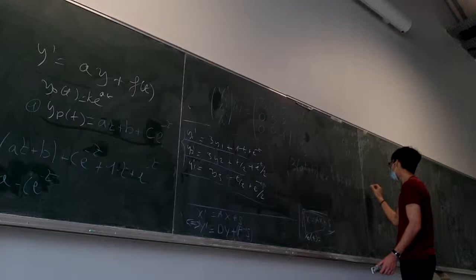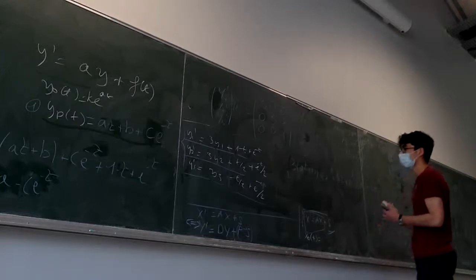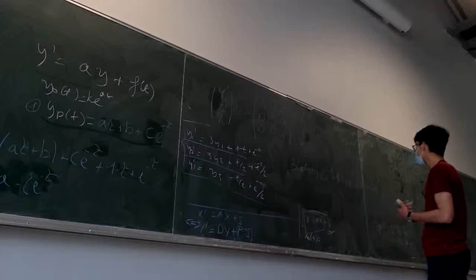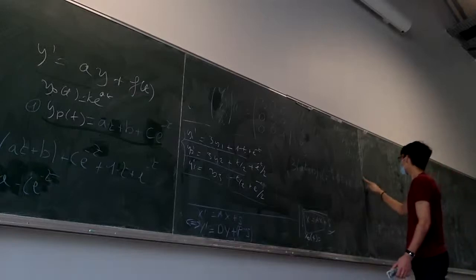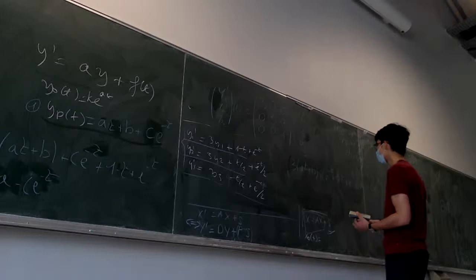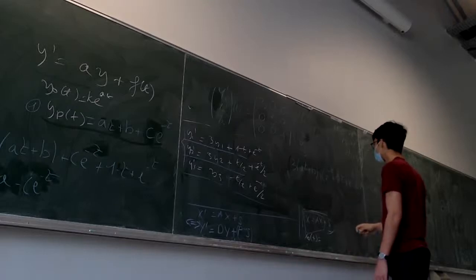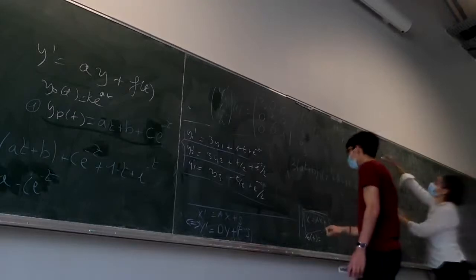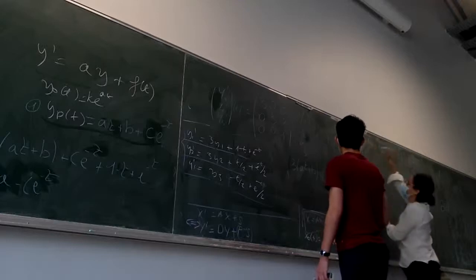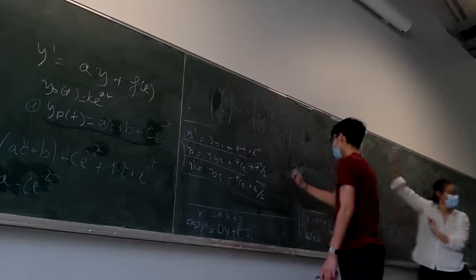Where did the minus one go in the system, like y1 prime? I understand the first part, but I don't know where the minus one is. The minus 1 belongs to another term. Ah, okay, sorry.